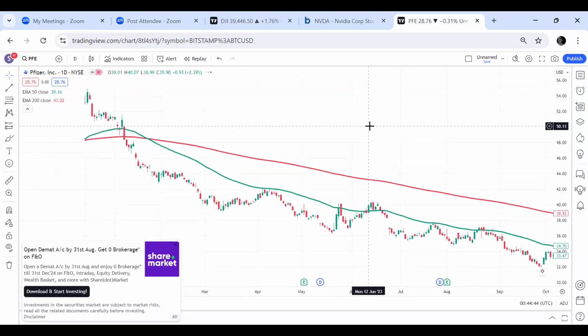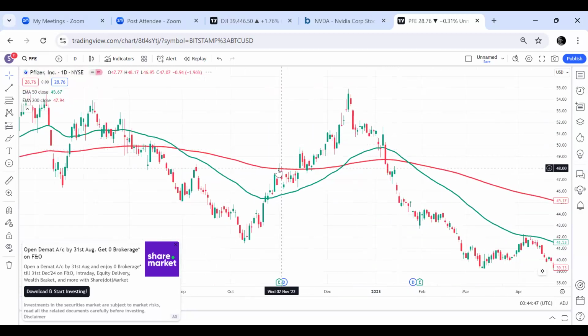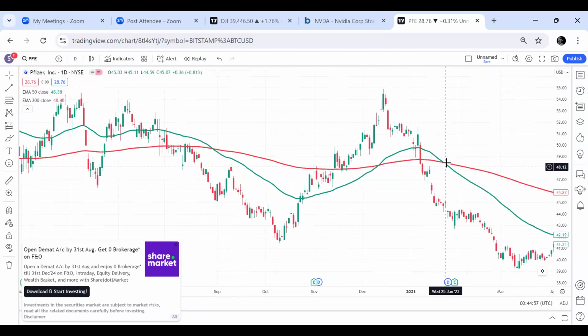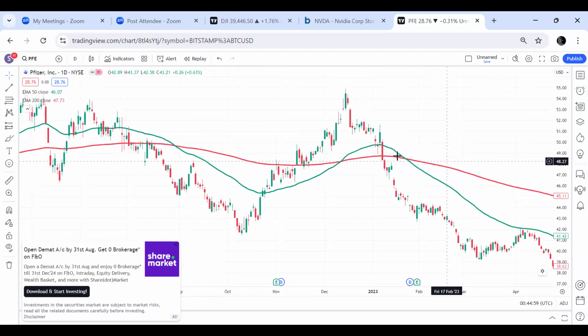As you can see here, I got a sell signal, because it is crossing over from above. Here I got a sell signal again, crossing over from above. At which time did it happen? It happened in January 2023.